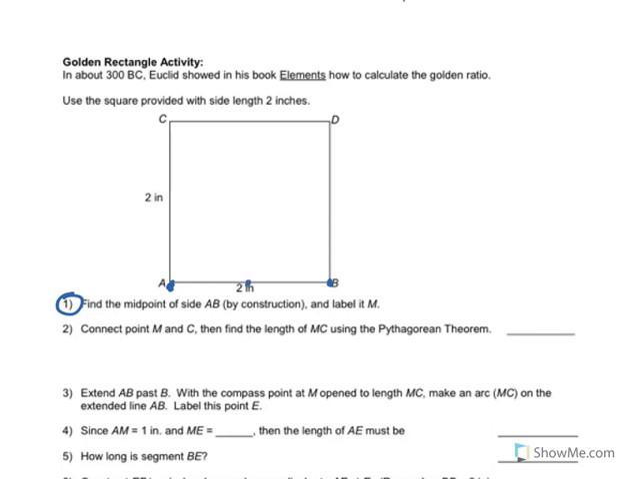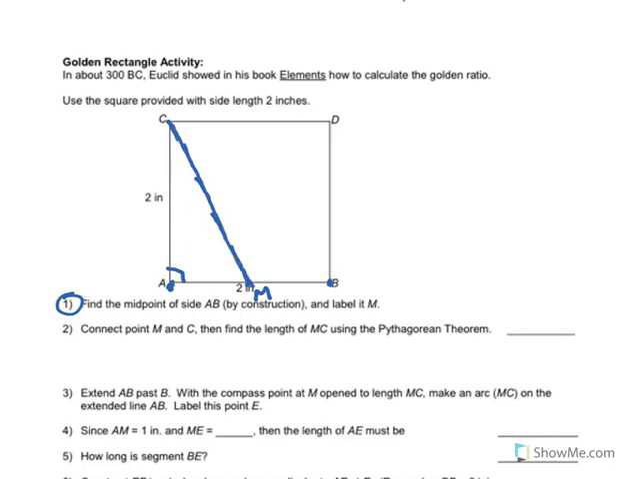And once you have your midpoint, then it says connect, and label that M. So we're going to label that M. And it says connect it. So we connect this. And now we know this is a right angle right here since it's a square. And it says use the Pythagorean theorem to find the length of MC. So we're trying to find this hypotenuse right here.